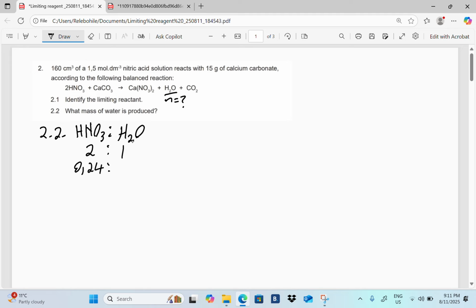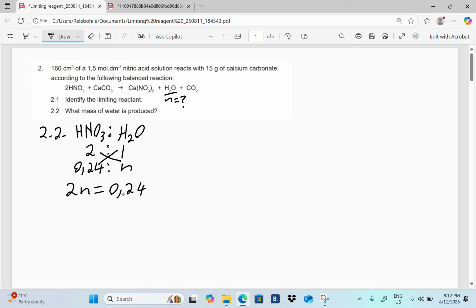Then for water, I obviously don't know the number of moles, so I will use ratios to find them. How am I going to find them? I will say 2 multiplied by n, which gives 2n, and then 0.24 times 1 will give me 0.24.